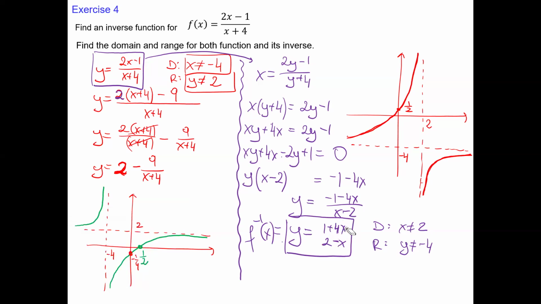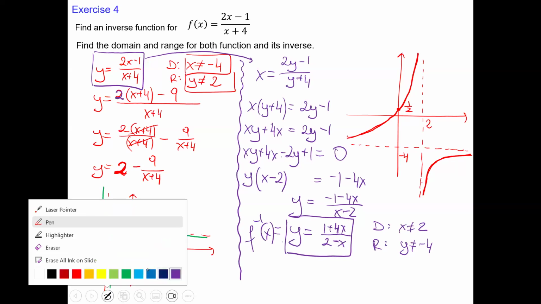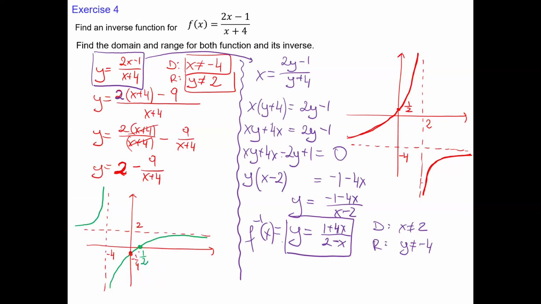The y-intercept was negative 1/4, and now the x-intercept will be that. Everything is exchanged. Yes, we interchange. And these graphs are definitely symmetric with respect to y equals x, if we put them in the same xy plane.